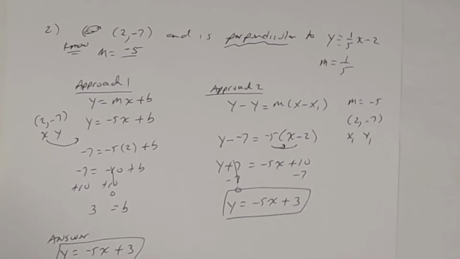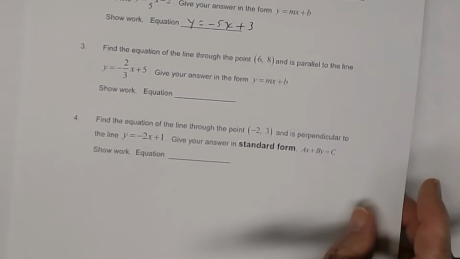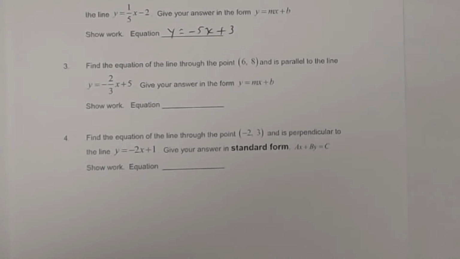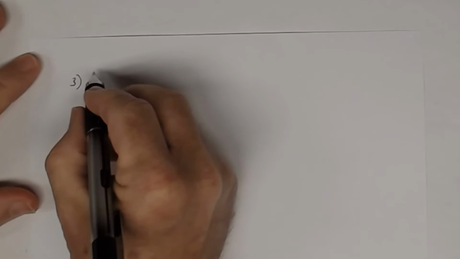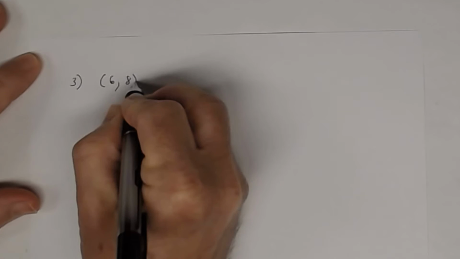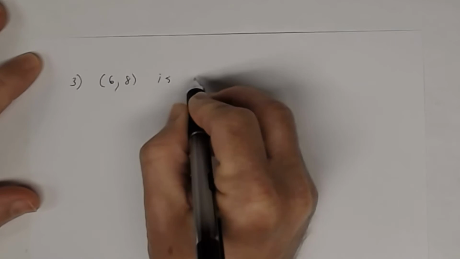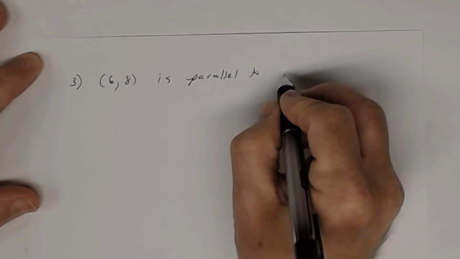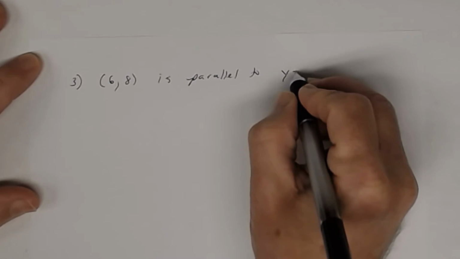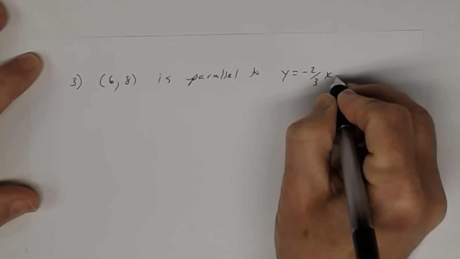All right, number 3. So let me go ahead and rewrite this. So that's number 3. All right. So the line goes through the point 6, 8 and is parallel to the line whose equation is y equals negative 2/3 x plus 5.